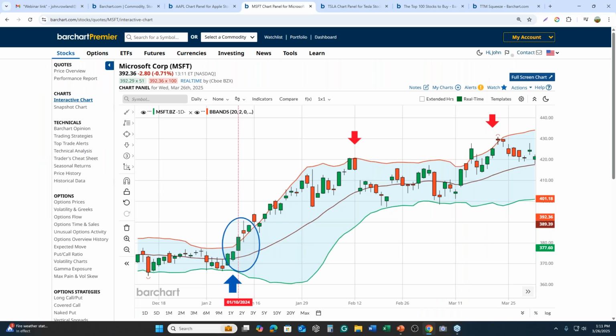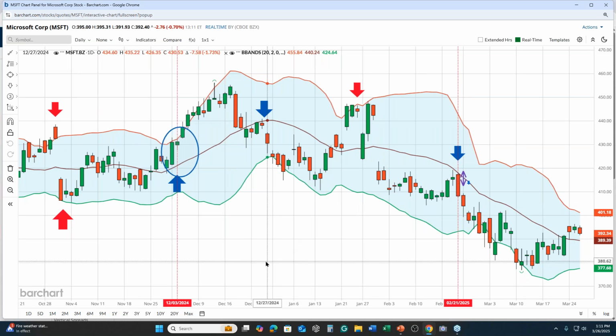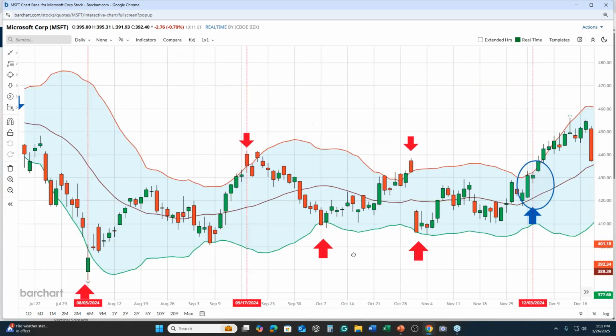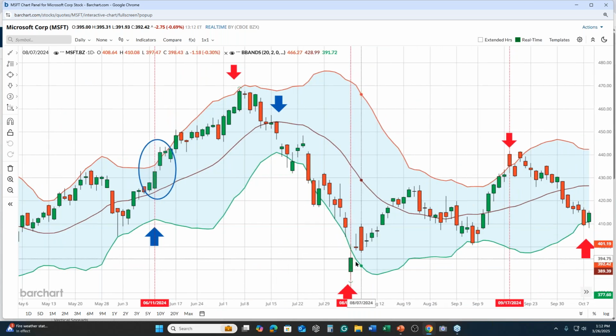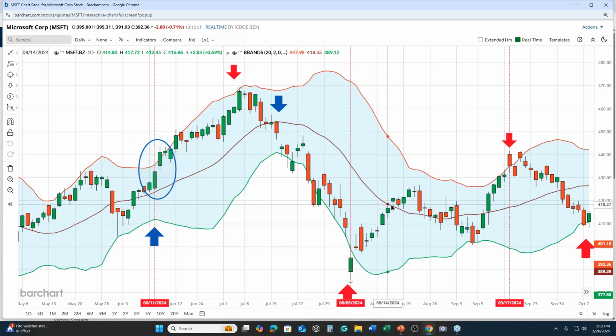So again, let's go back to our Microsoft here. And I want to go back a little bit in time. And here's a great example of that. Notice that we have a whole candle outside of our Bollinger Bands. And when price returns inside of it, it has a much higher probability that it's going to return back to the mean, a mean reversion strategy.